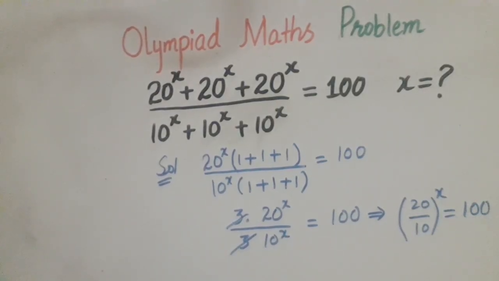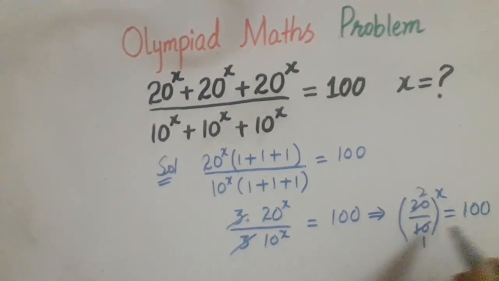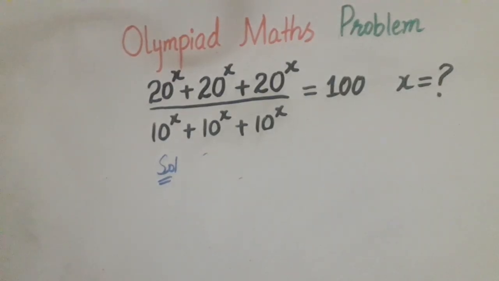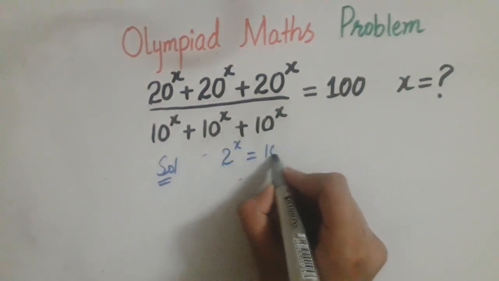Now we will solve this. 10 ones are 10, 10 twos are 20. So we get 2 raised to power x equals 100.